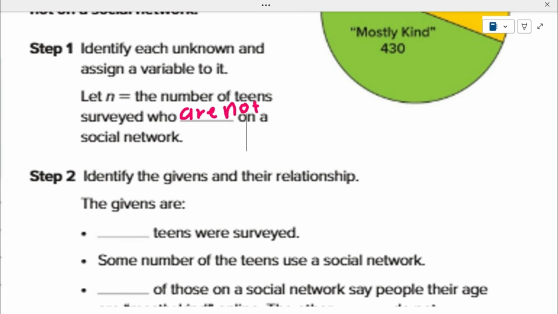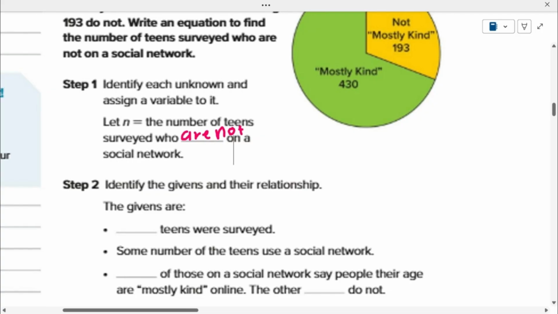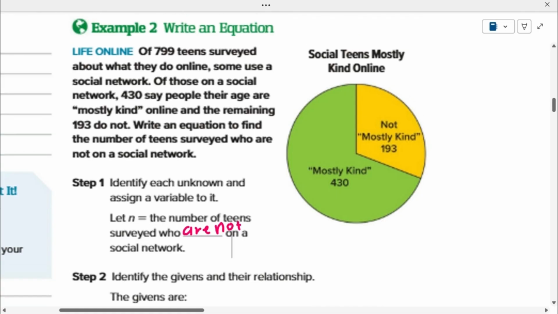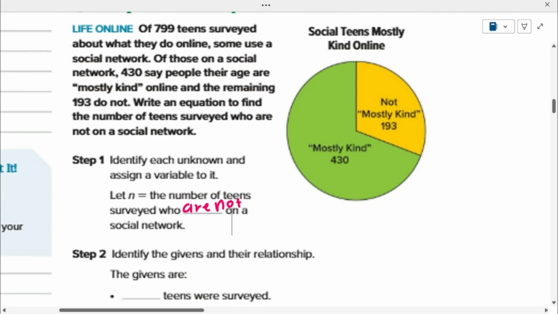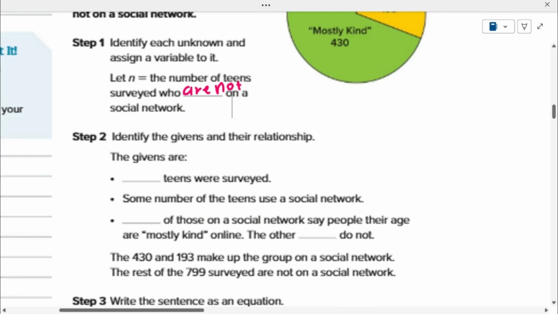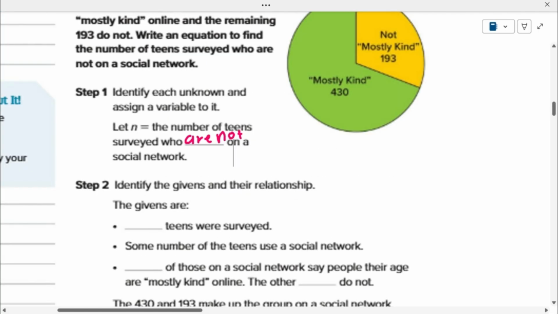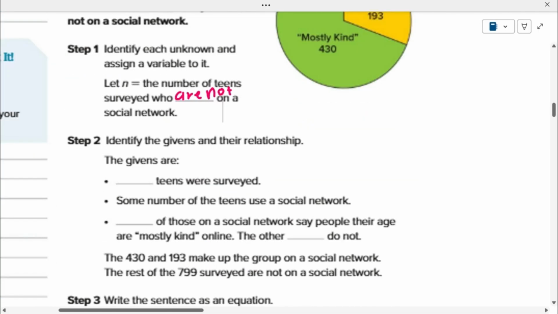And we are on to the next page. We're on page 6. All right, so we know that there were 799 teens that were surveyed, and some use a social network and some do not. We're trying to figure out how many do not. The second step is to identify the givens and their relationship. So the givens are, we know that there are a certain amount of teens that were surveyed. There were a total of 799.